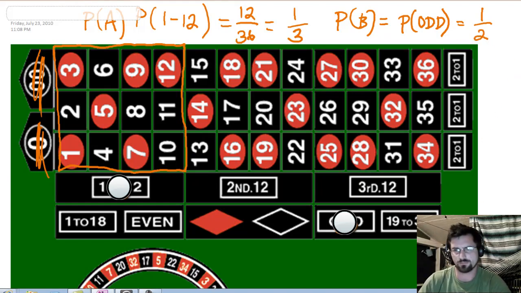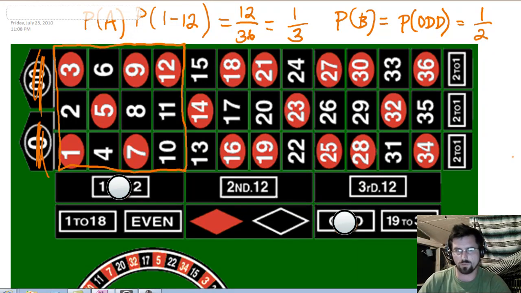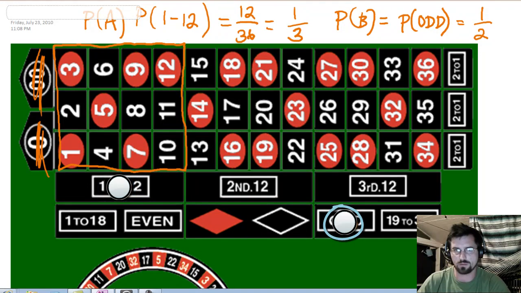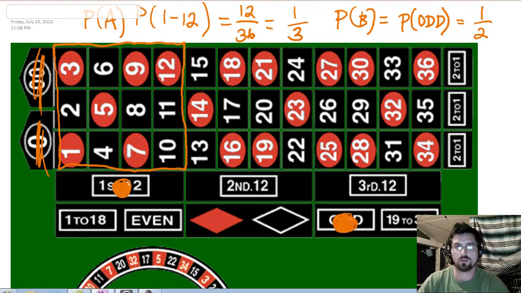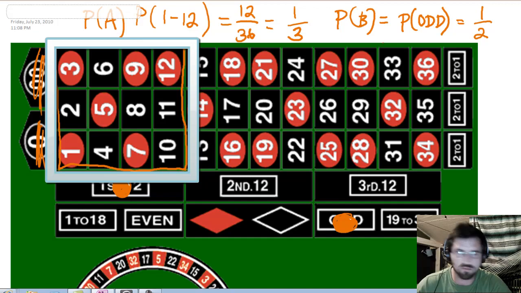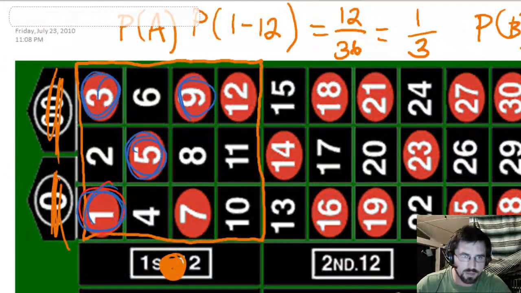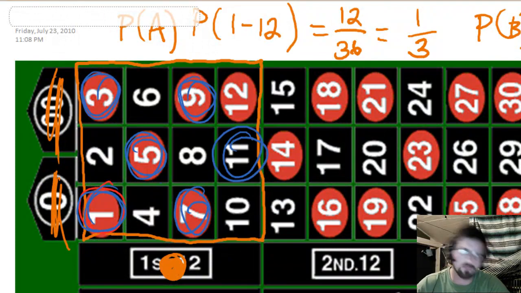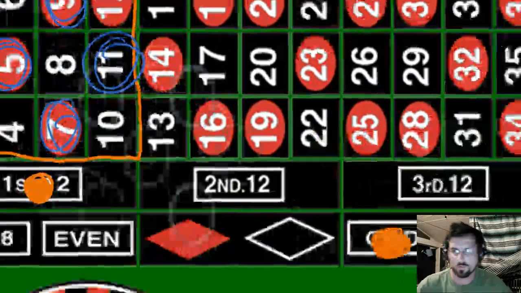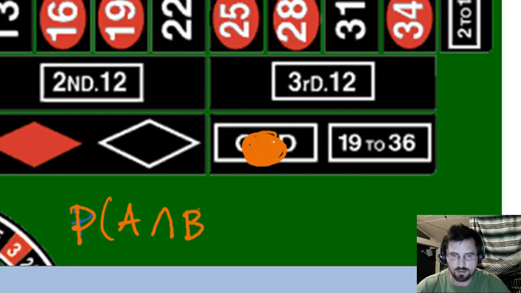So my question then is, what's your chance of winning on both bets? You have a 1 in 3 chance of winning on this bet over here, and a 1/2 chance of winning on your odd bet. What's your chance of winning on both? In order for you to win on both, the number the ball lands on has to be part of both sets. It has to meet both conditions. So let's look in this box for numbers 1 to 12 that are also odd. I see 1, 3, 5, 7, 9, and 11 are all odd. So that's 1, 2, 3, 4, 5, 6. So P of A intersect B is 6 out of 36, or a 1 in 6 shot.